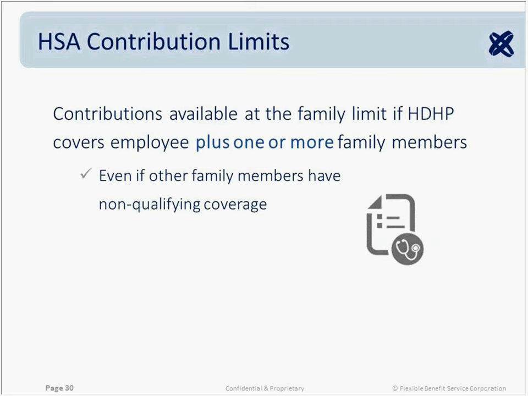Contributions are available at the family limits if the high deductible health plan covers the employee plus one or more family members, even if the other family members have other non-qualifying coverage. For example, take a husband and wife. Let's say the husband is the employee. He meets the HSA eligibility guidelines. He's able to contribute that $6,750 to the HSA if that high deductible health plan also covers his wife, even if his wife has another non-qualifying plan such as Medicare.